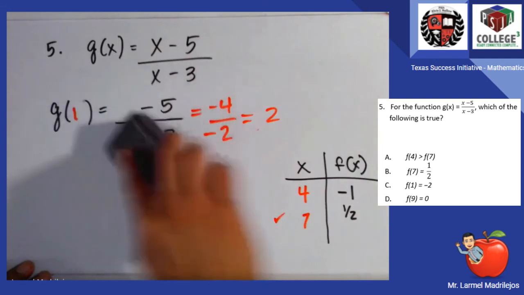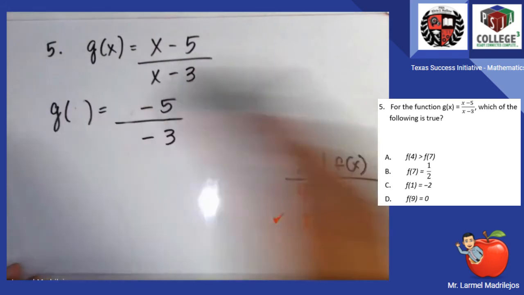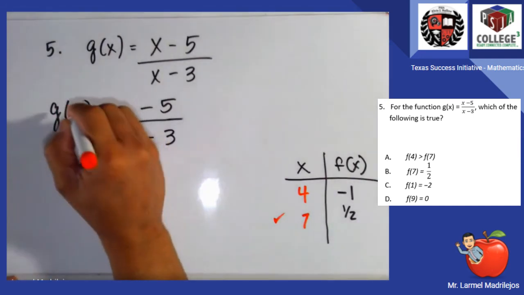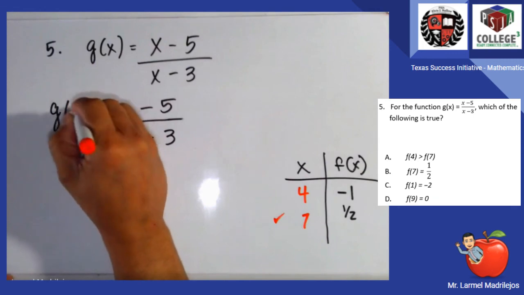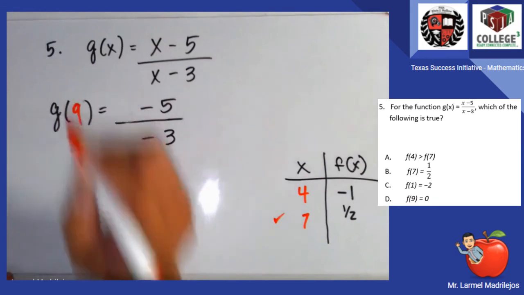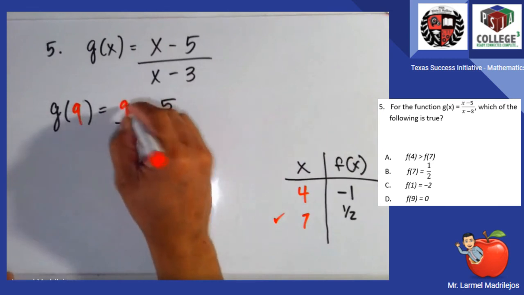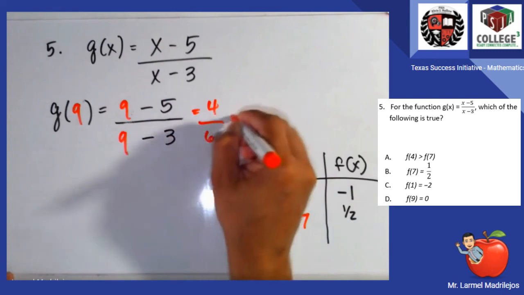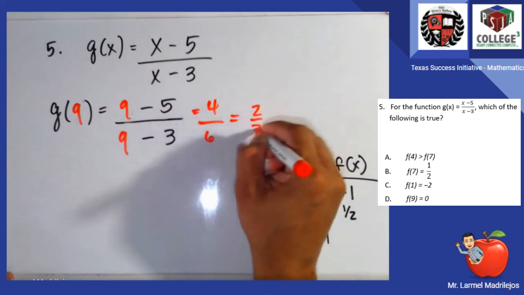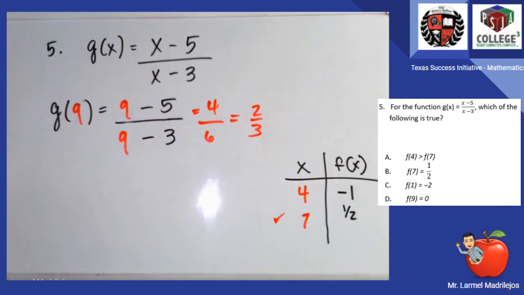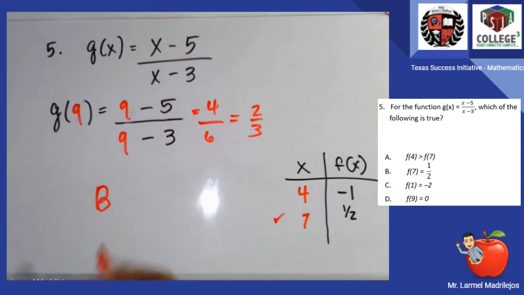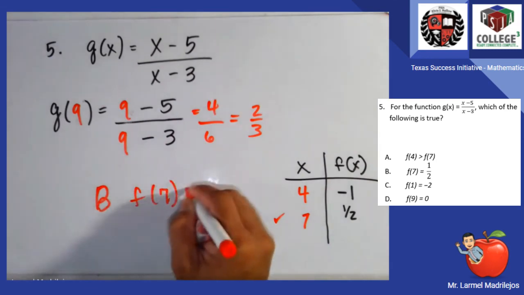Let's look at letter D. If g of, oh my bad, g of 9, if I put 9 here, 9 minus 5 is 4. 9 minus 3 is 6. This is 2 over 3. Does it equal to 0? No. The answer is letter B. B is the answer. F of 7 equals to 1/2.